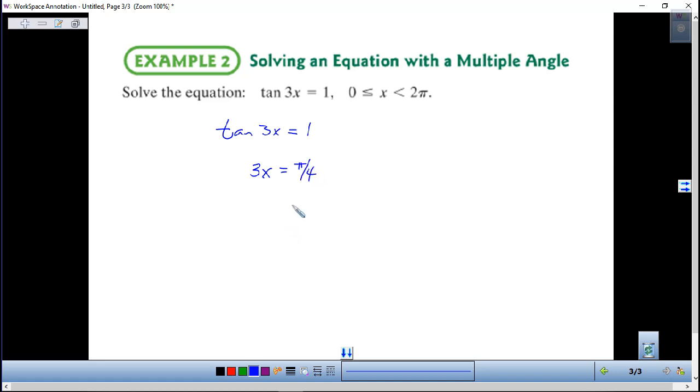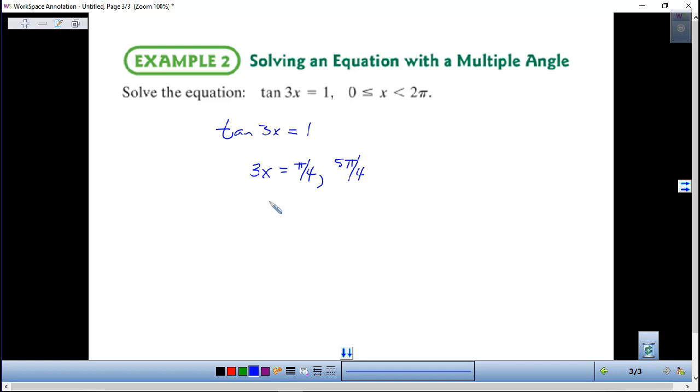pi over 4, and in quadrant 3, we're going to have 5 pi over 4. Both of those give us tangent values that are exactly positive 1. Quadrant 1 because sine and cosine are both positive. Quadrant 3 because both sine and cosine are negative.